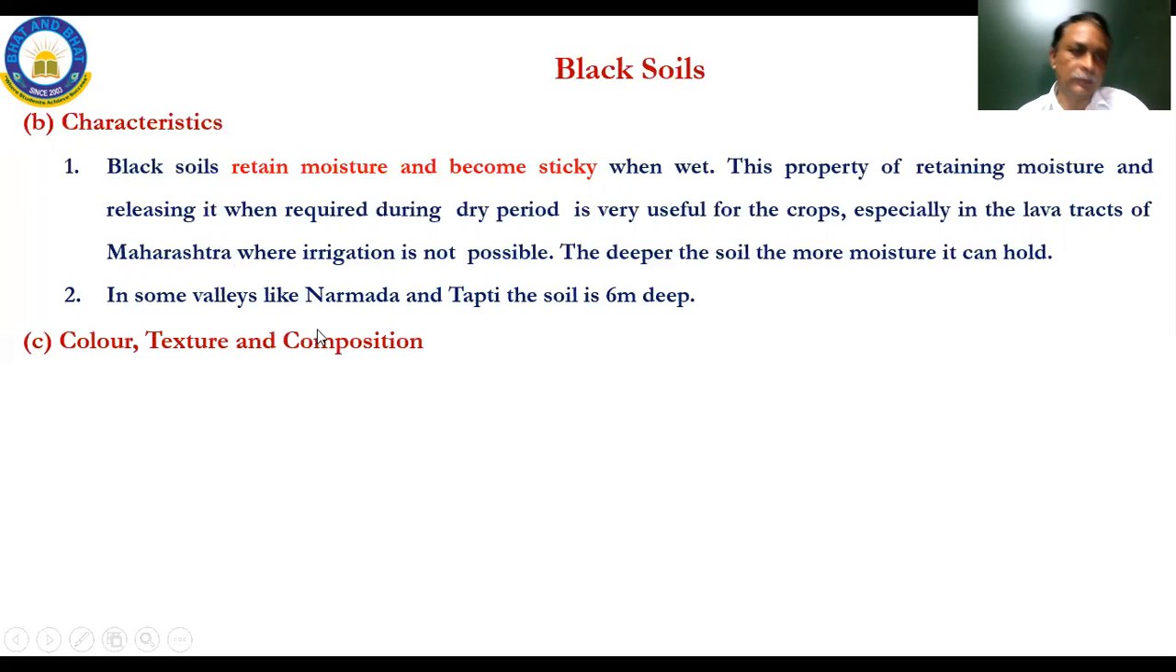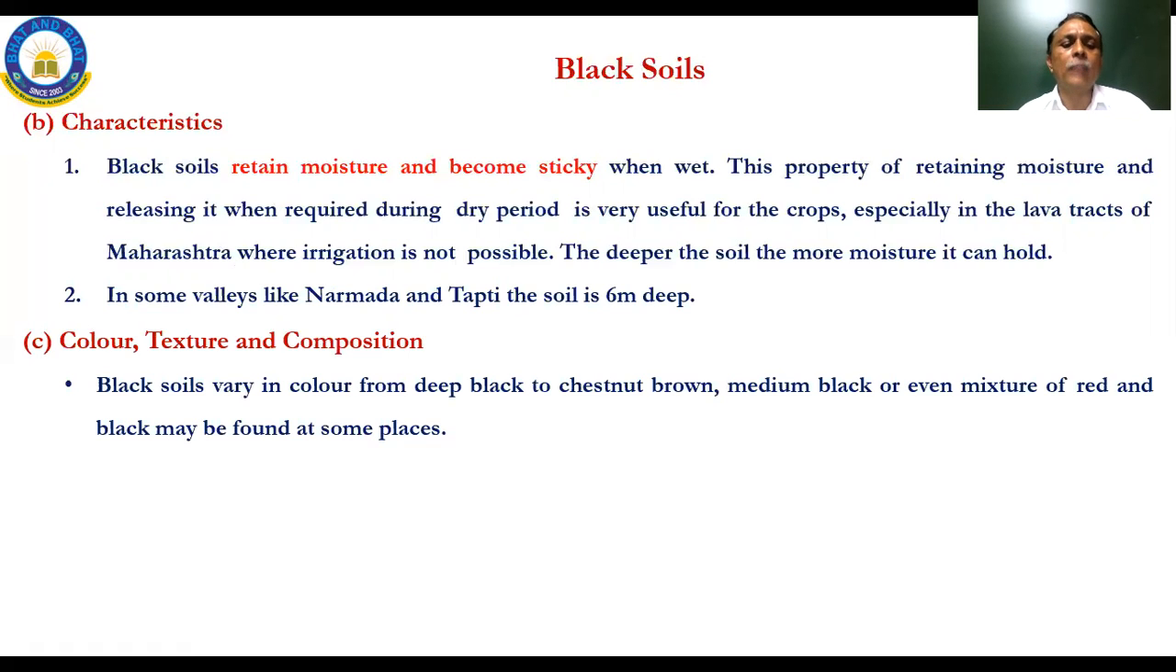And next, the color, texture and composition of black soils. Black soils vary in color from deep black to chestnut brown, medium black, or even a mixture of red and black may be found at some places. If there is a slight mixture of the other type of soil, that is red soil, then you will have that mixture of red and black. Otherwise, you can generally see it is fully black, deep black.